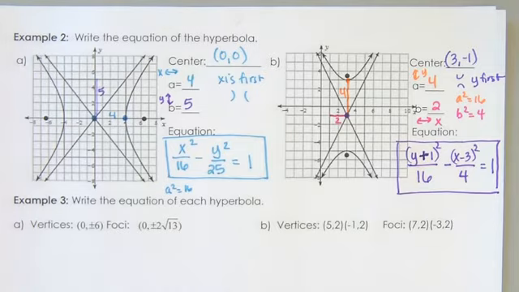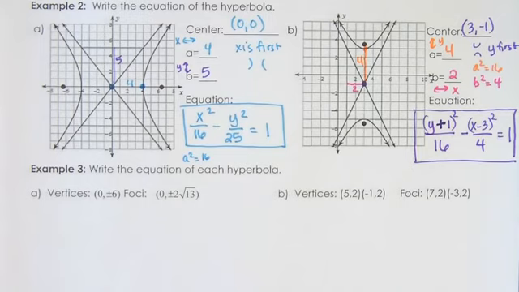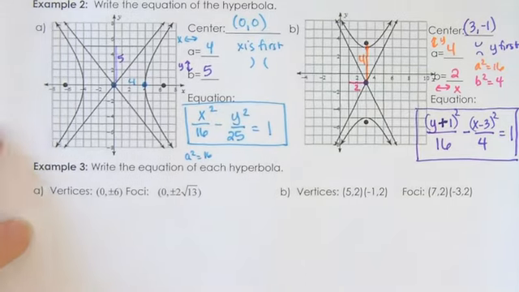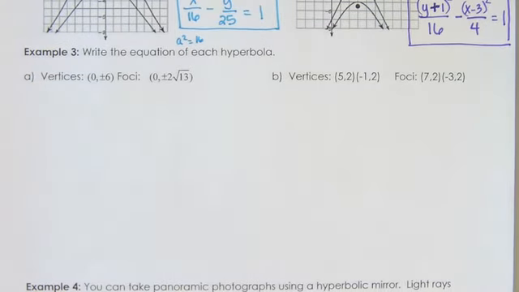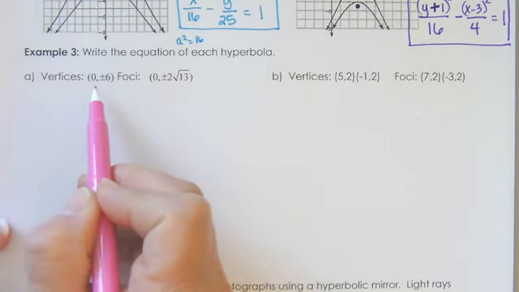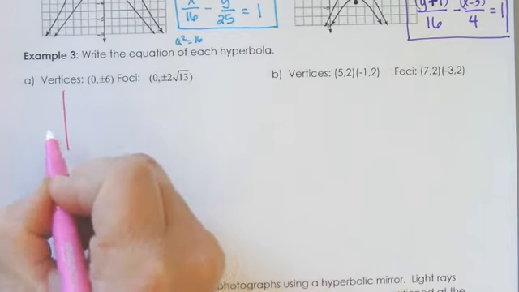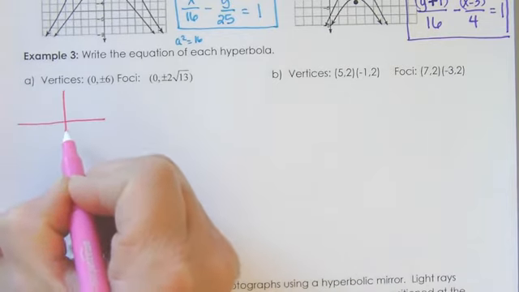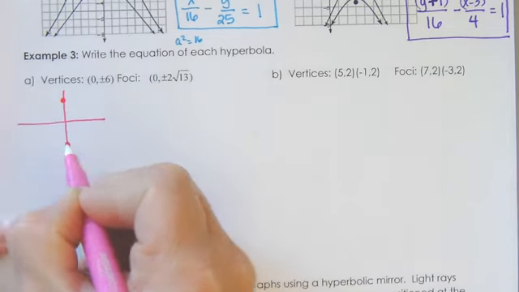All right, let's try example 3. I'm going to give you some information and you need to write the equation. This might be one where I would suggest you sketch a graph of these to make it a little bit easier. I'm going to just sketch a graph on here. It's probably not going to be very pretty, but we'll do our best. I'm telling you the vertices are at 0 and then plus minus 6. So if I just sketch this out here, I go over 0 up 6 for one of them, and I go over 0 down 6 for the other vertex.